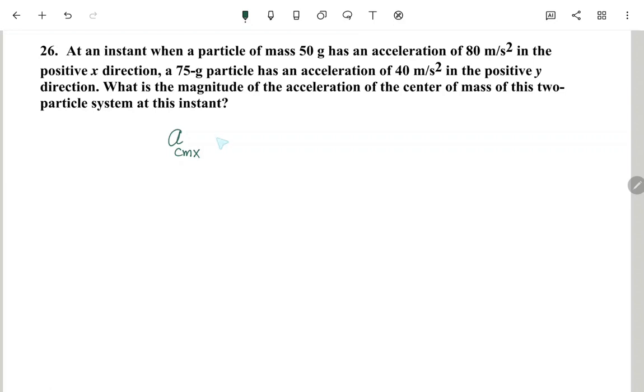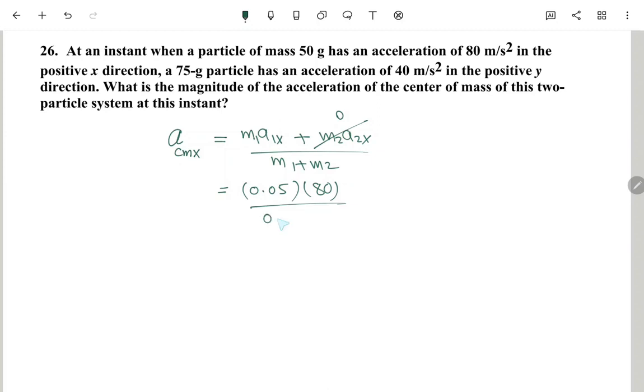Now, to calculate the center of mass acceleration, we have to calculate the A center of mass x equal to m1 a1x plus m2 a2x over m1 plus m2. Now, the second particle has no x component, which is 0, so 0.05 times 80 divided by 0.125 or 32 meter per second square.